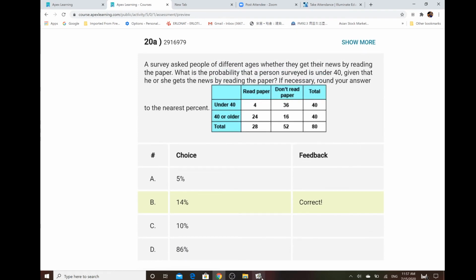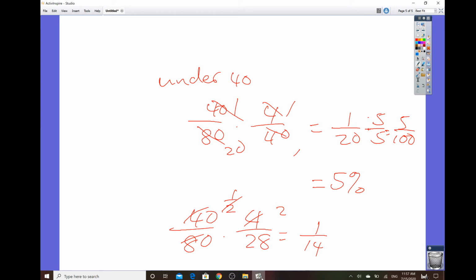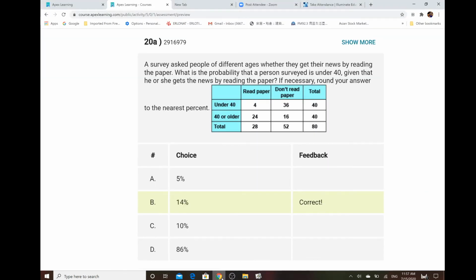The way that I ended up here, it's actually 1 over 14. It's not the same as 14%. Okay, let me go back to this one real quick. So eventually, in order to get that 14%, let's see what we did wrong. The probability the person surveyed is under 40, so 40 over 80, and given that he or she gets the news by reading the paper.